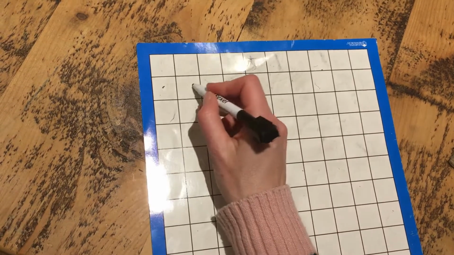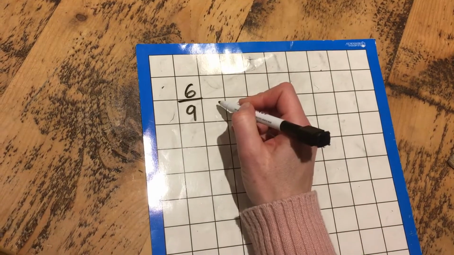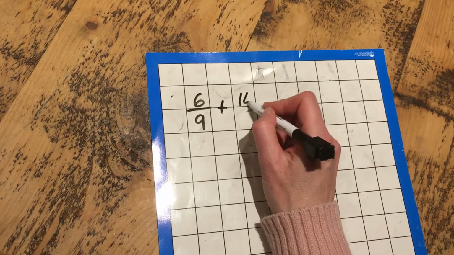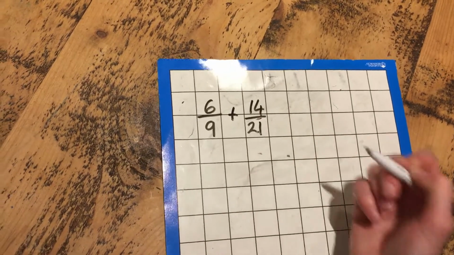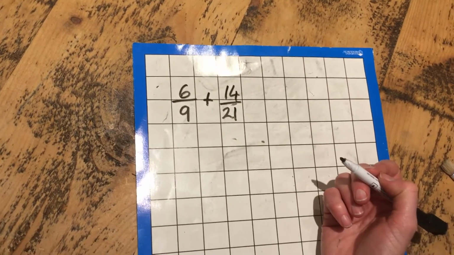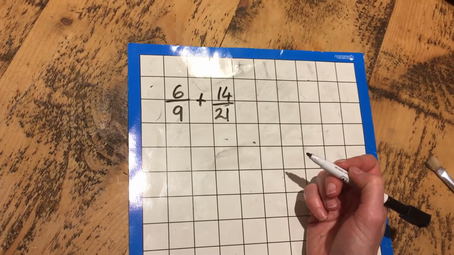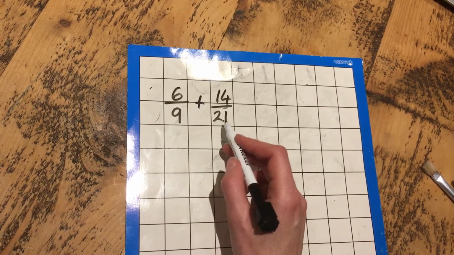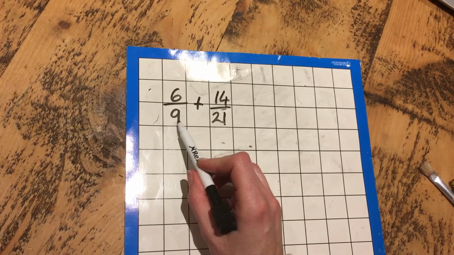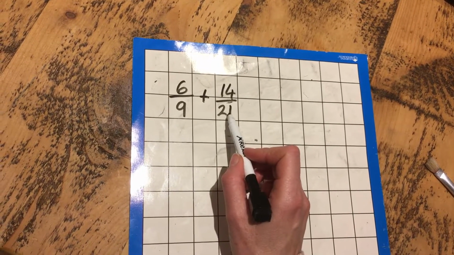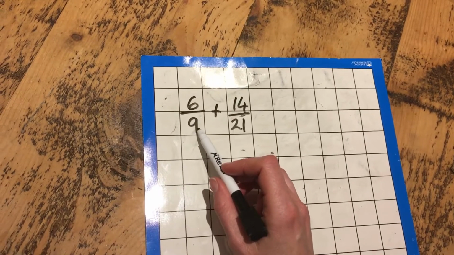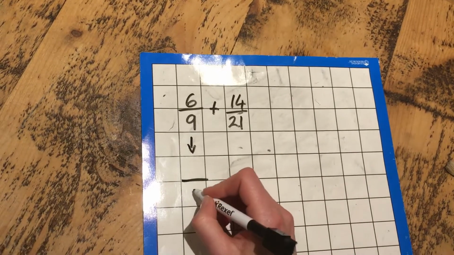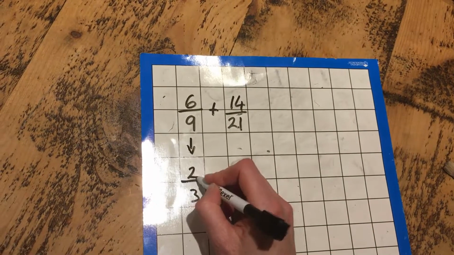The next one, 6/9 plus 14/21s. Now you have to think hard about that one. What you're going to do there is think of a number that is a factor of both of those. So in this one you're going to try and divide by 3 to make this 3 at the bottom.